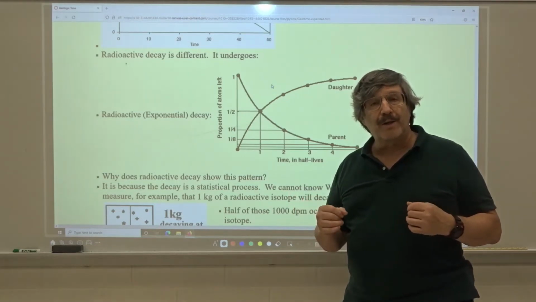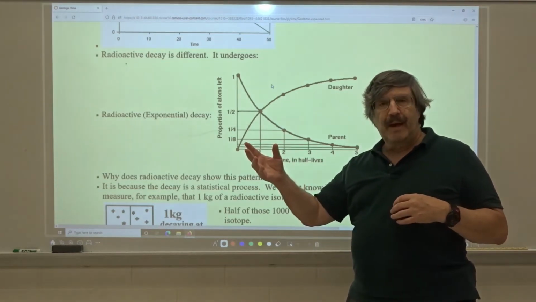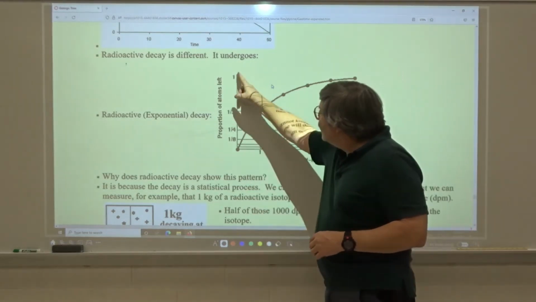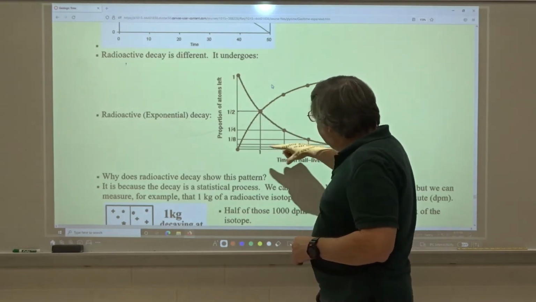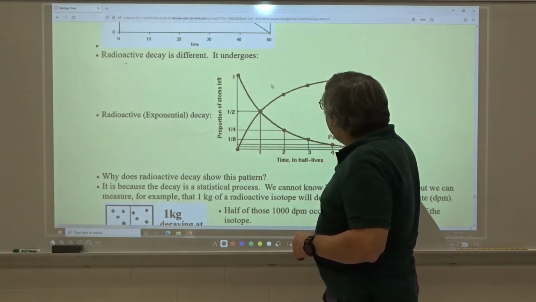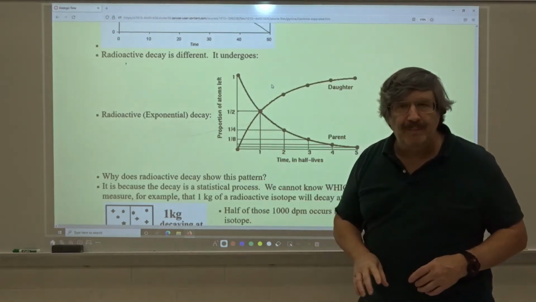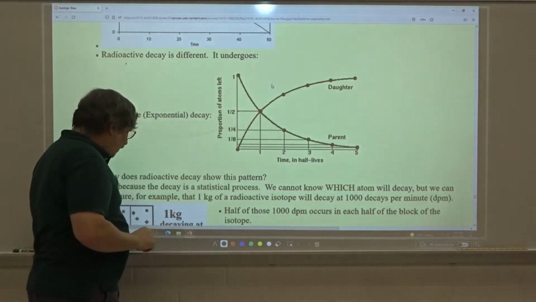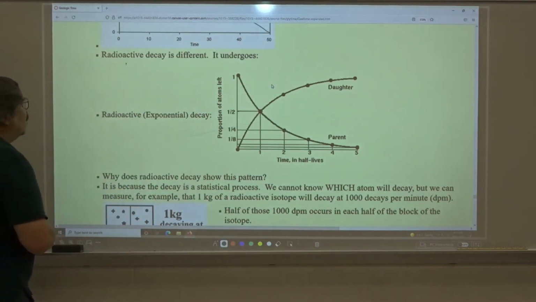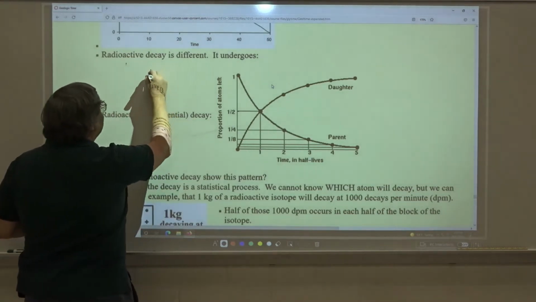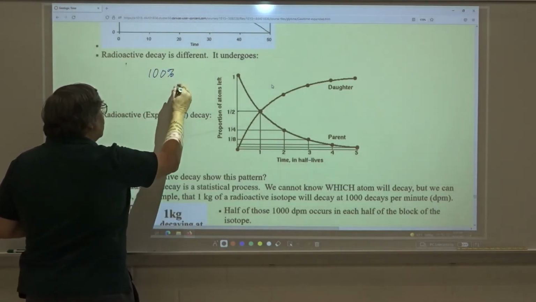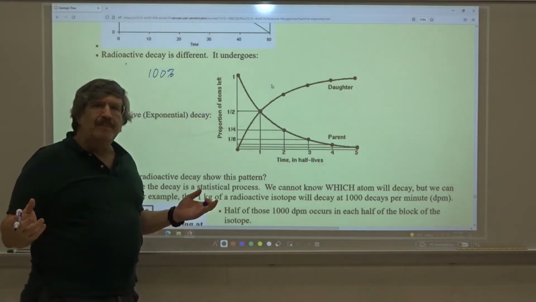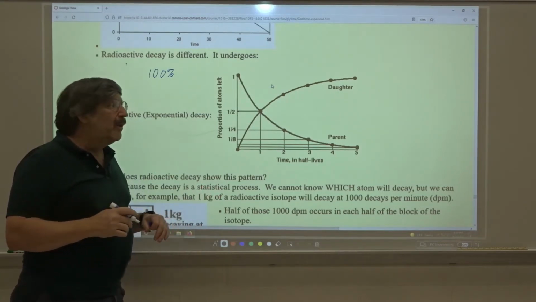And so the daughter isotope increases as the parent isotope, the radioactive isotope, decreases. So as the radioactive isotope decreases, the daughter isotope increases on a 1-to-1 ratio. So if you have a half of what you started with, you start with 100% of something, and you now have 50% of what you started. How much is turned into the daughter isotope?